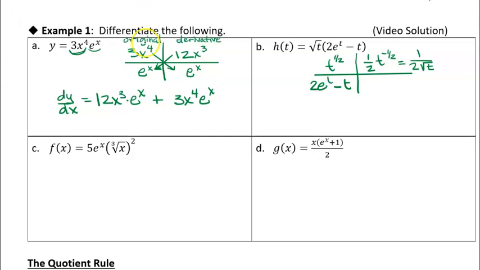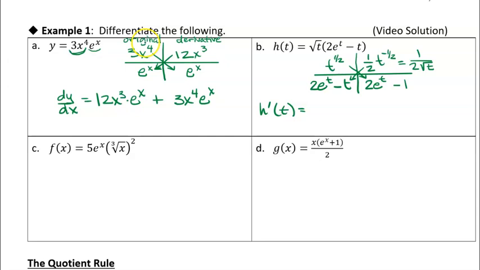So then we take the derivative of the second function, and we're going to get 2e to the t minus 1. All right, we can then draw the arrows, and then we're going to multiply these together. So I'm going to label it h prime of t because it's a new function. And then I'm going to multiply the first diagonal.